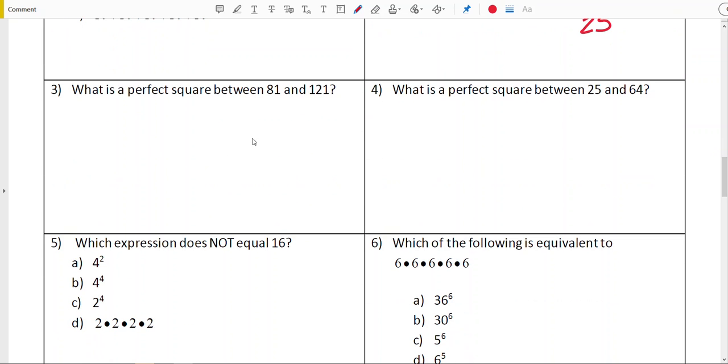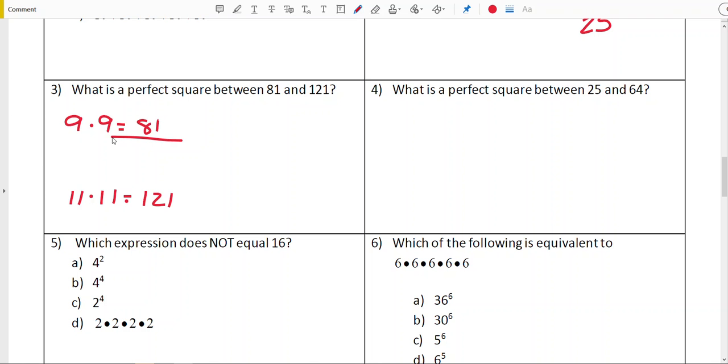Now, for number 3 and number 4, they're asking for the perfect square that falls between 81 and 121. And remember, to find perfect squares, you're trying to figure out what number times itself will give me that perfect square. And you can use a multiplication chart. You can look on the diagonal of the multiplication chart. So I'm going to think to myself, is there a number that I multiply times itself to give me 81? Well, that would be 9 times 9. So I get a perfect square of 81. And for 121, 11 times 11 would be 121.